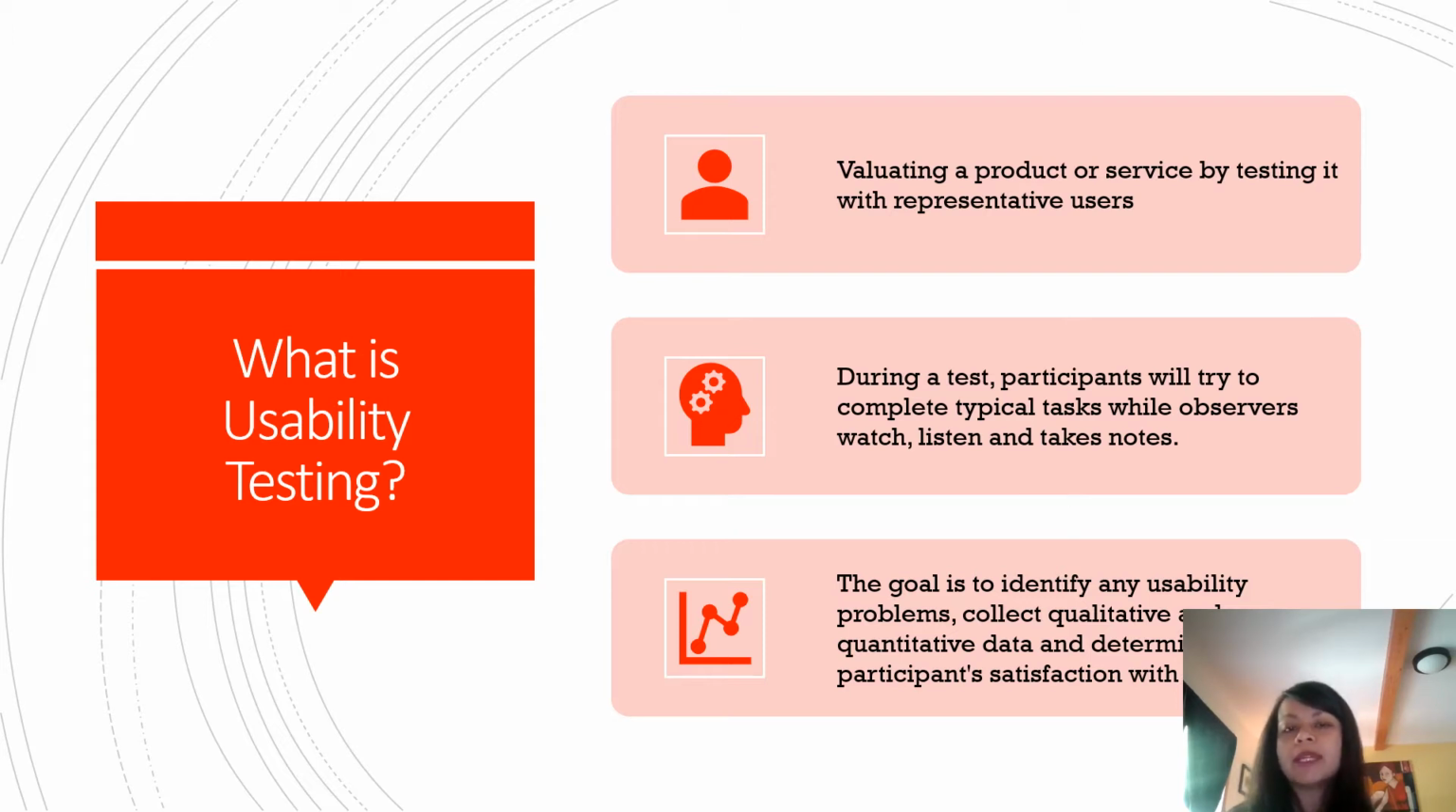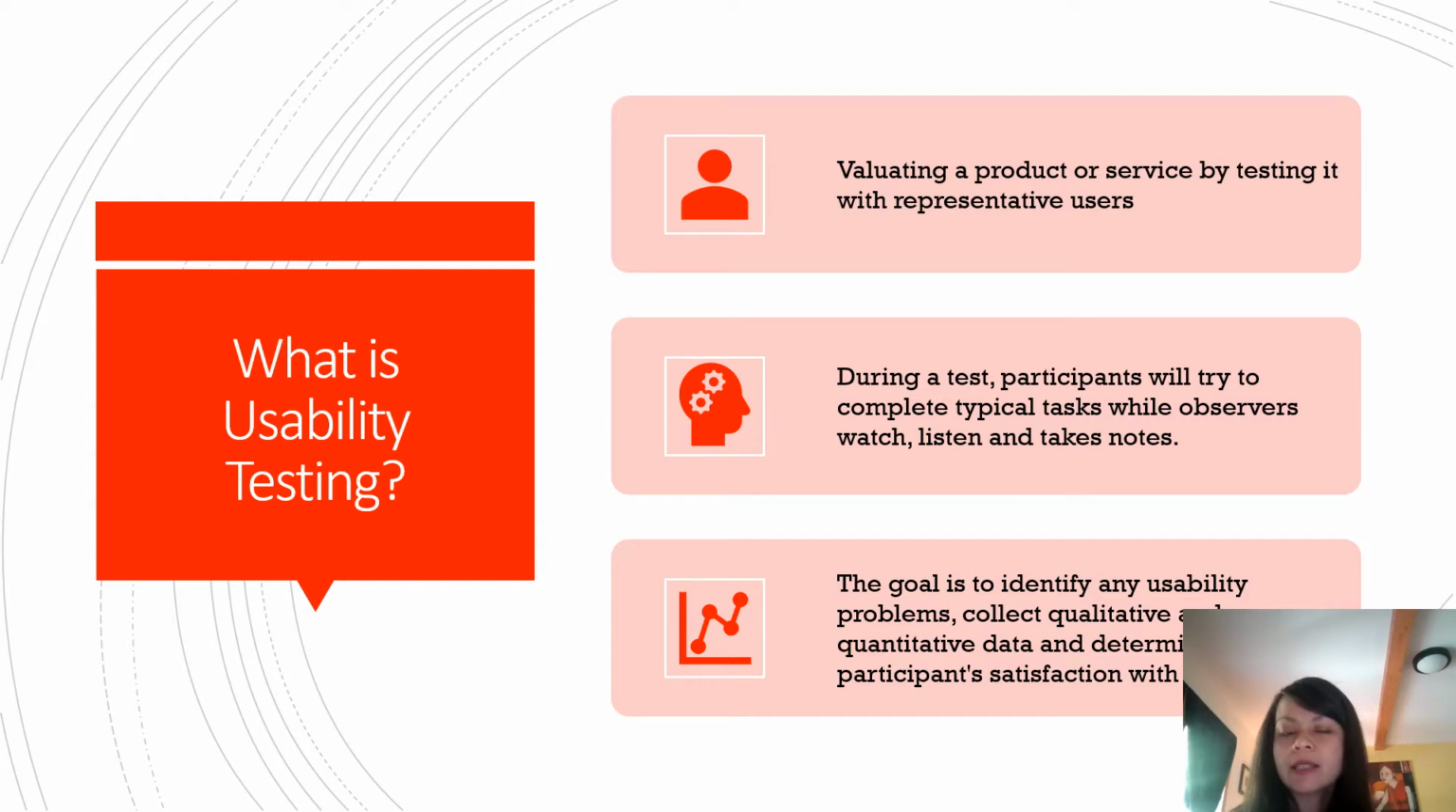So what that means is that usability testing is about trying to find out how good your prototype is by testing it with your target users. Okay, so during this test, your participants, the people that will test your prototype, will try and complete typical tasks while observers watch, listen, and take notes.